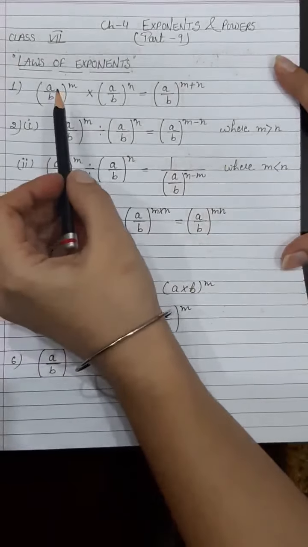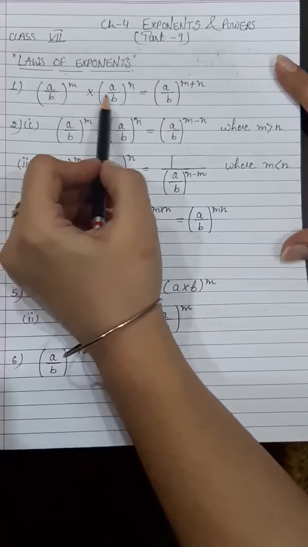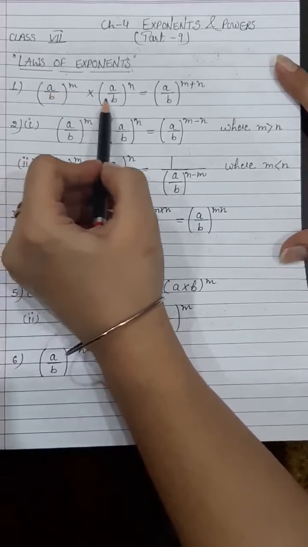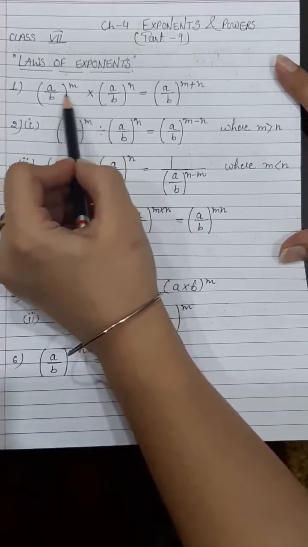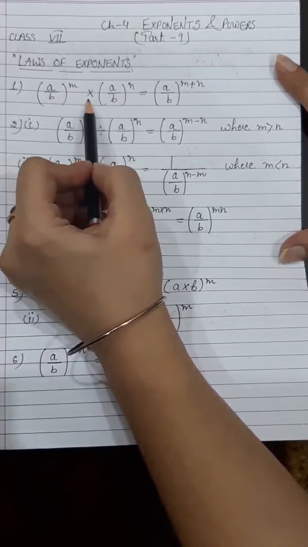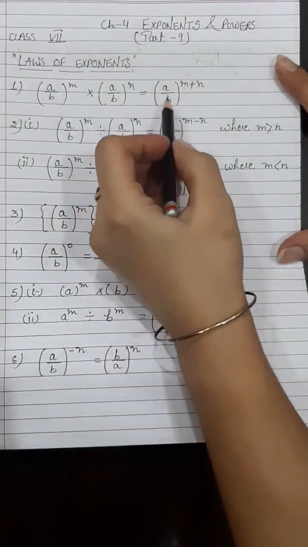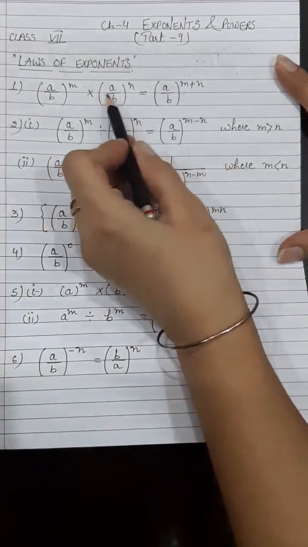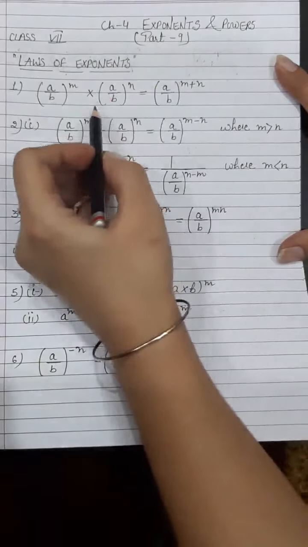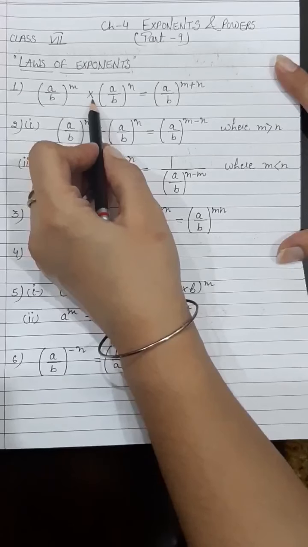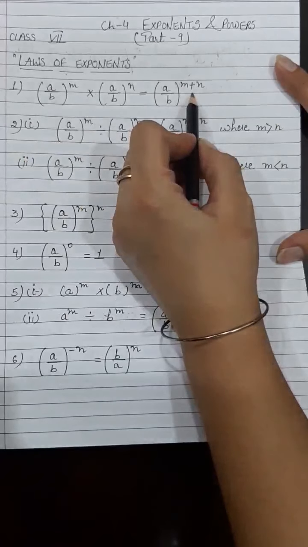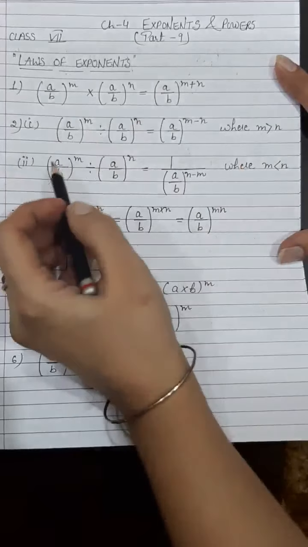First law is when the same rational number's powers are different and in between a multiplication sign is there, then you have to write the same rational number and the powers to be added. In case of a multiplication sign in between, powers to be added, right?